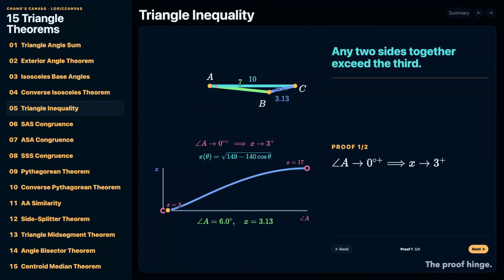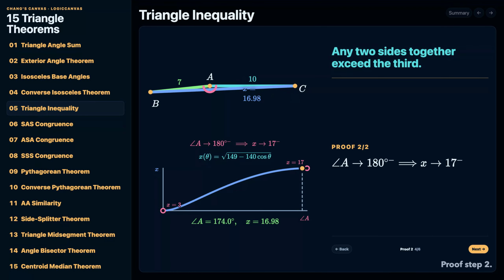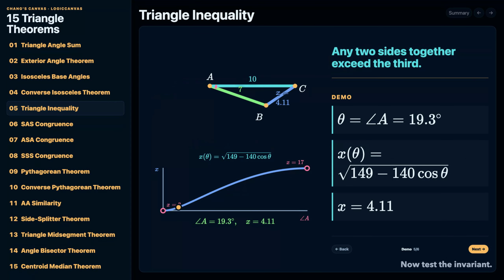For the proof, with B almost on segment AC, the third side approaches 10 minus 7, but a non-degenerate triangle keeps X strictly above 3. Next, as B rotates to the opposite ray, A lies almost on BC, and X approaches 7 plus 10, but stays strictly below 17. Rotate B while sides AB and AC remain fixed.